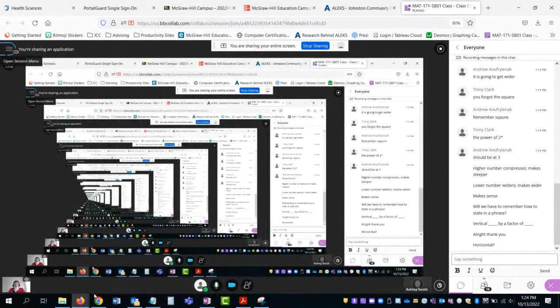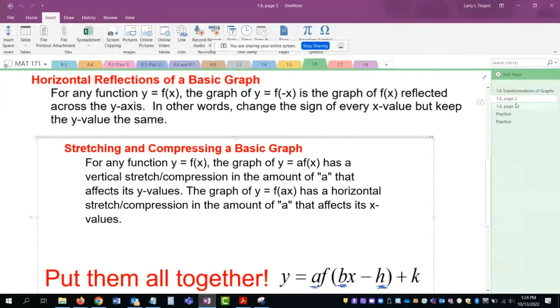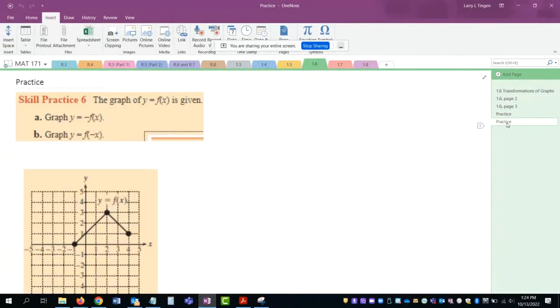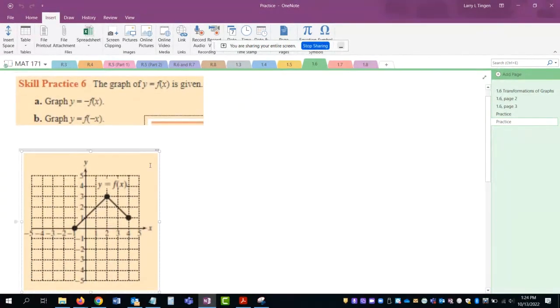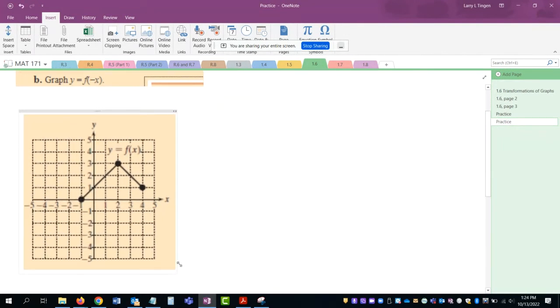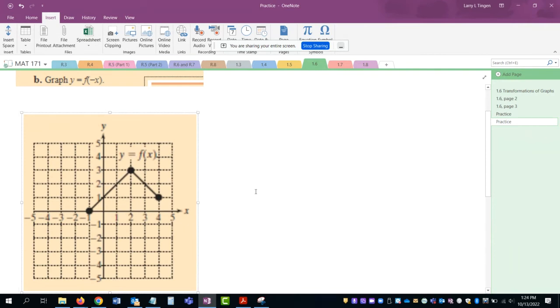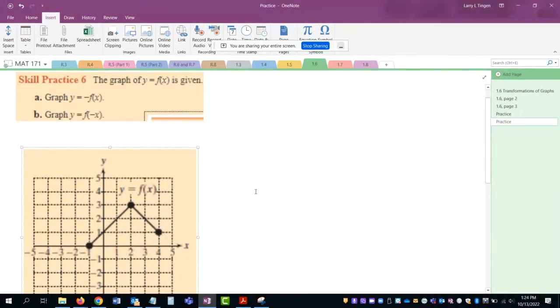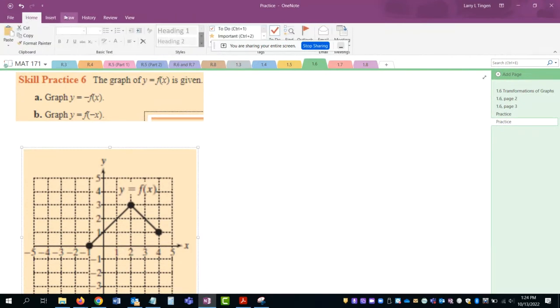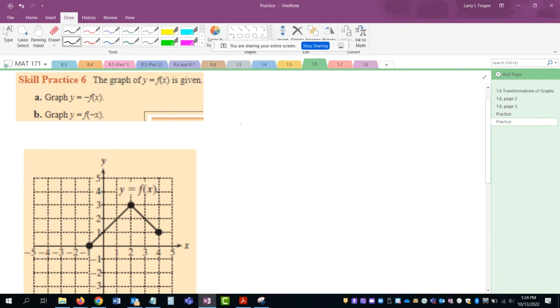All right, so let's keep going and see what this last one does. All right, so here is a graph. Once again, I don't have the formula, I don't have the equation. I don't know what this is, I just have a graph. I'm told in the graph that this is y equals f of x, so this is a function. And they give us two graphs and ask us to show what they would look like. Those graphs are y equals negative f of x and y equals f of negative x.